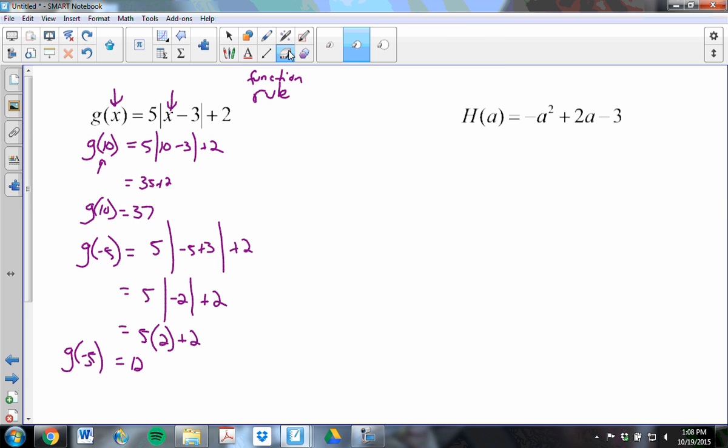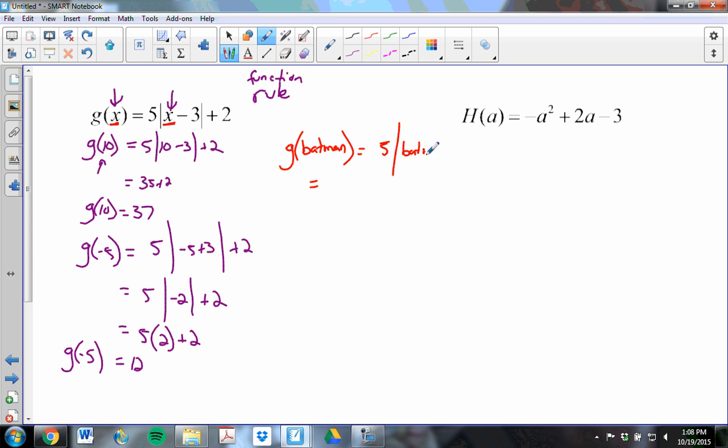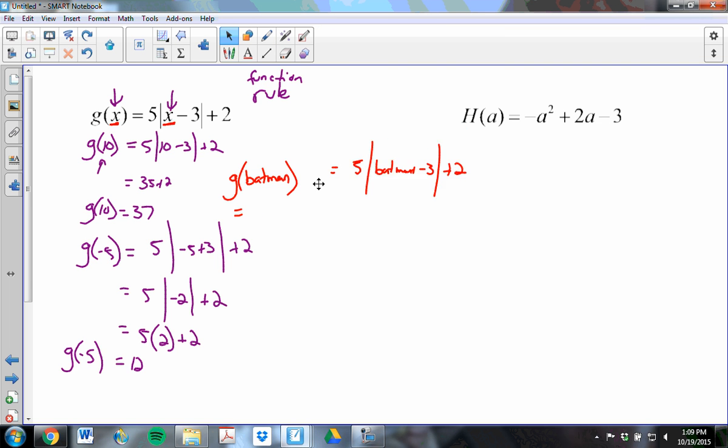I'm going to do something here that seems kind of stupid and silly, but I think it can be really helpful: I plug in something that isn't a number. What if I do g of Batman? Well, the idea is this input became Batman. So now I'm going to have this equal 5 times the absolute value of Batman minus 3, plus 2. Now I obviously can't solve that at all.